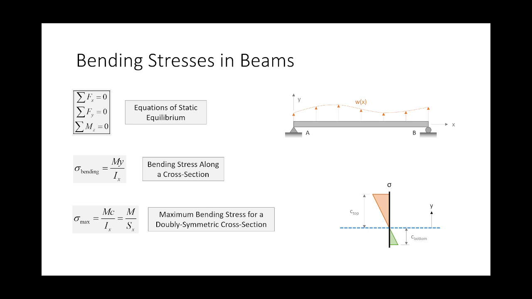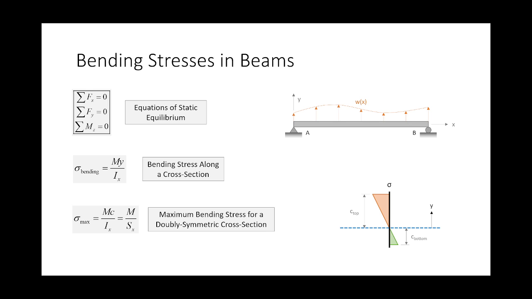Speaking of centroids, we have sigma equals My over I. M's easy, I's easy, but what's y? Y is the distance from the centroid, because when we look at our bending stress profile, we get 0 bending stress at the centroid. The further we get away from the centroid, our bending stresses increase. So if we have a section that is not symmetric, we can get a bending stress at the top and a bending stress at the bottom, right? How do we determine those bending stresses at the very tippy top or the very bottom?